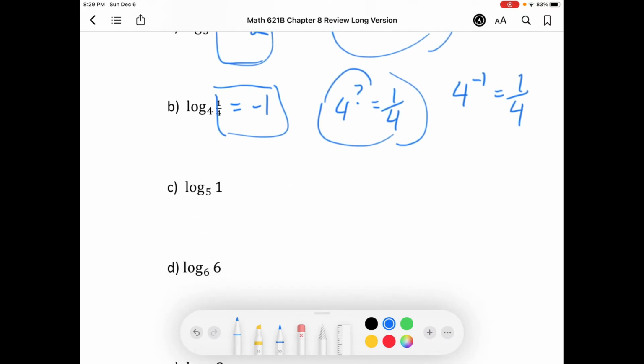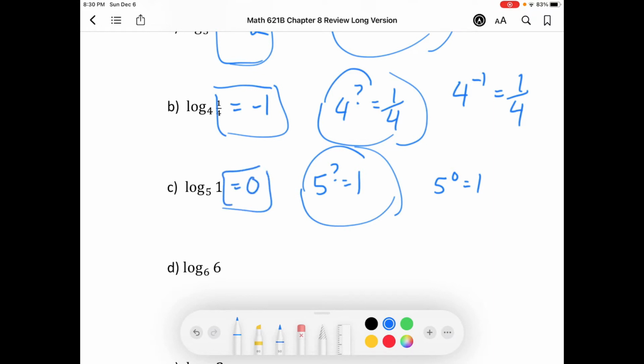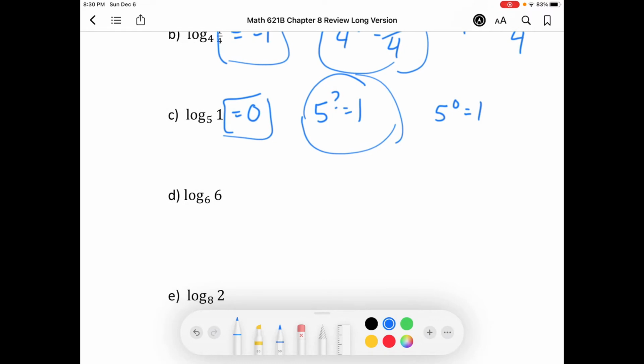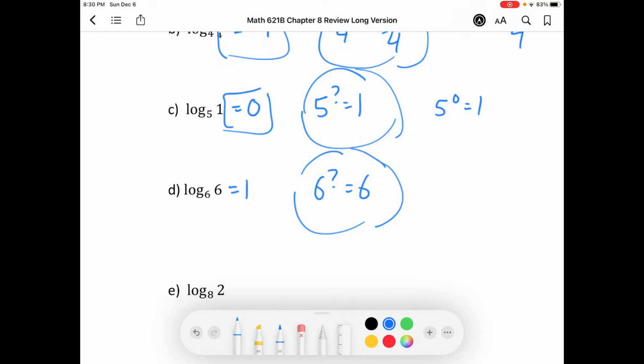The next one says log base 5 of 1. So again, we're saying 5 to the power of what gives us 1. The answer to that is that 5 to the power of 0 gives us 1. So the missing exponent here would have been 0. That's our answer. Log base 6 of 6, similarly is saying 6 to the power of what gives us 6. This one's pretty easy. That's just 1. 6 to the power of 1 gives you 6.